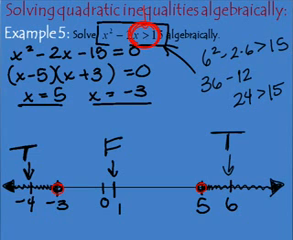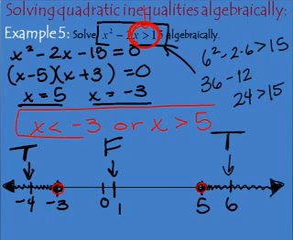We do want to write our statement about what we've found when we solved. And so I'm going to write x is less than negative 3, or x is greater than 5. And this would be the solution to this quadratic inequality when it's solved algebraically.